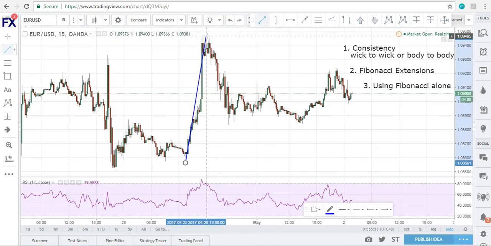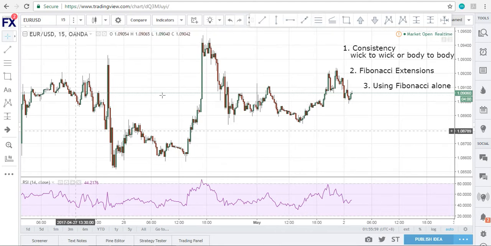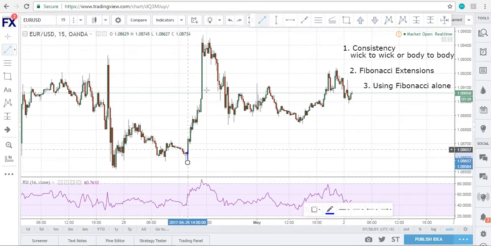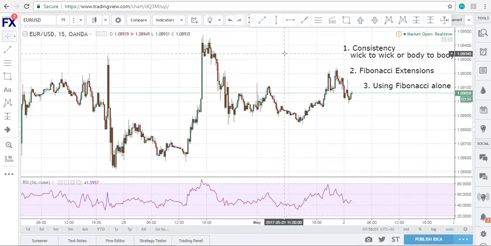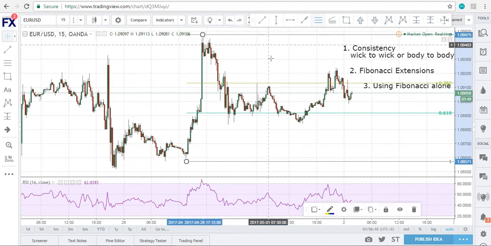We have a very nice swing low to swing high, and the right way to use it for a Fibonacci retracement is to have a look at this candle right here, this very nice push up. If you want to use a retracement of that, we should have it from this wick right here all the way up to this wick right here.